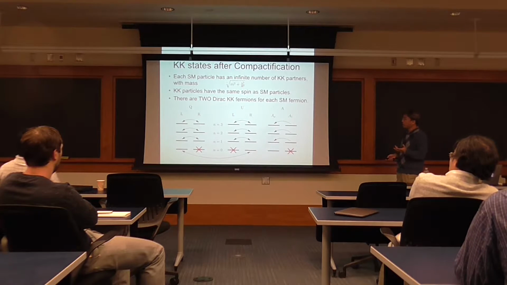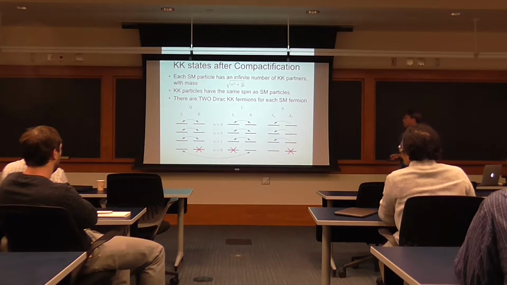For the standard model quark, there are two kinds of KK quarks: one associated with the SU(2) doublet, and the other associated with the SU(2) singlet.